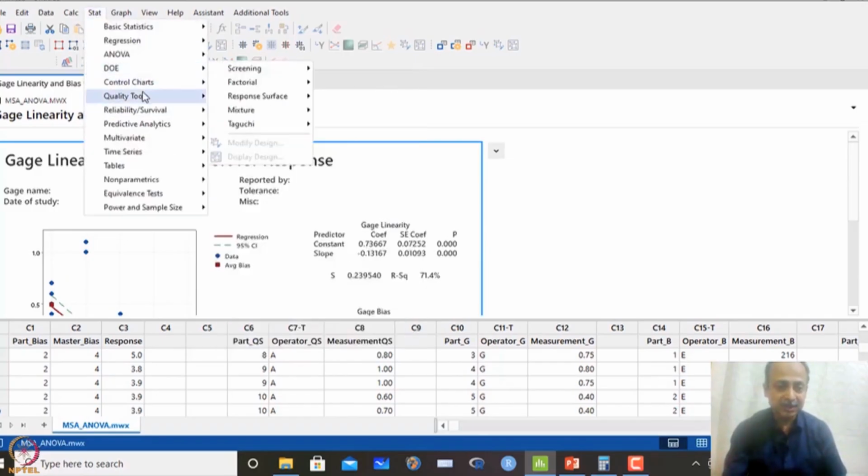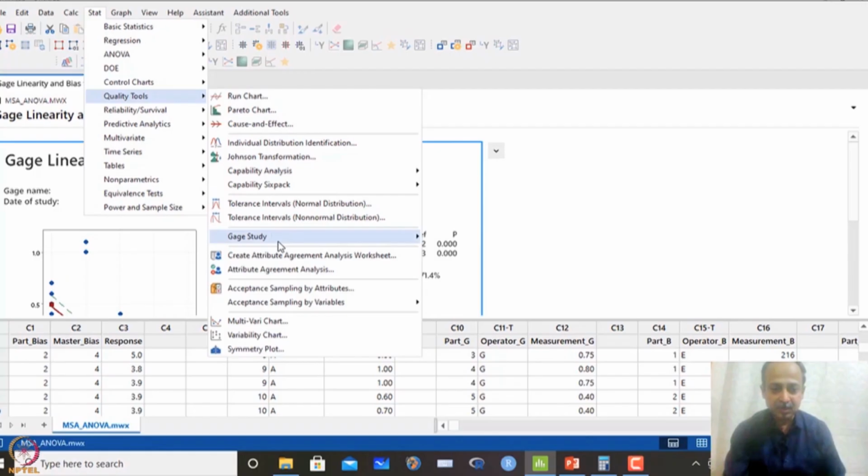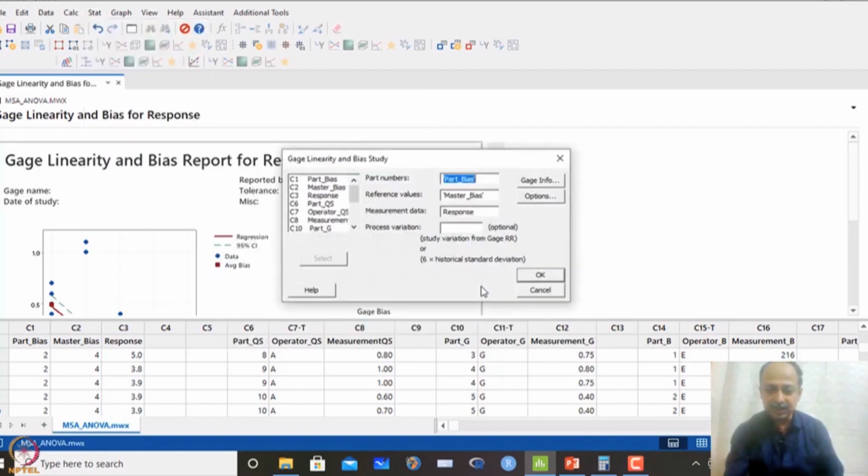So, what you have to do is go to Quality Tools, then Case Studies, and then Linearity. The only thing is that you have to mention the process variability, based on which these linearity values will be calculated, and based on that you decide whether to accept the instrument or not. Okay. This is mentioned as 6 multiplied by the historic standard deviation of the process.